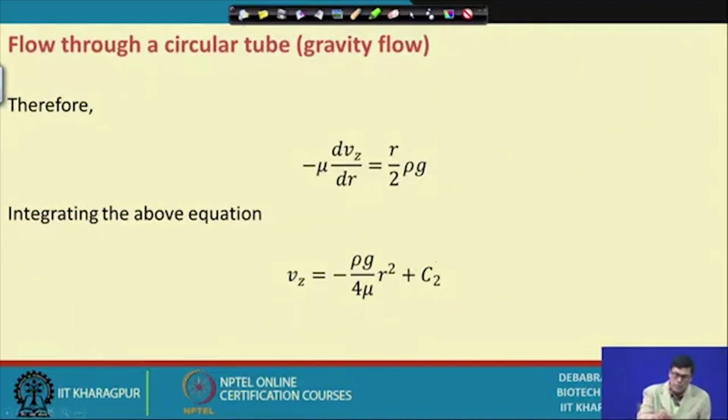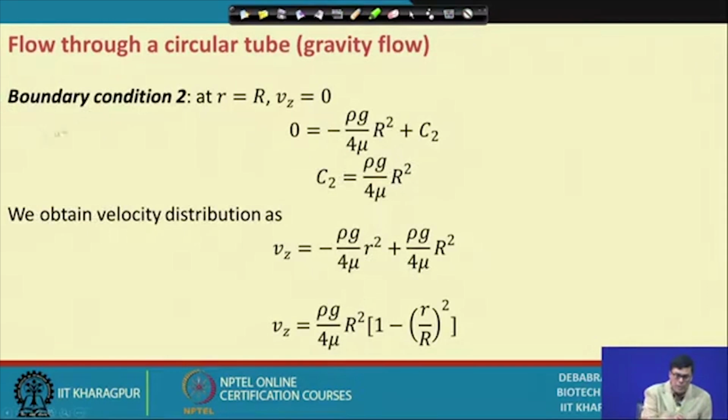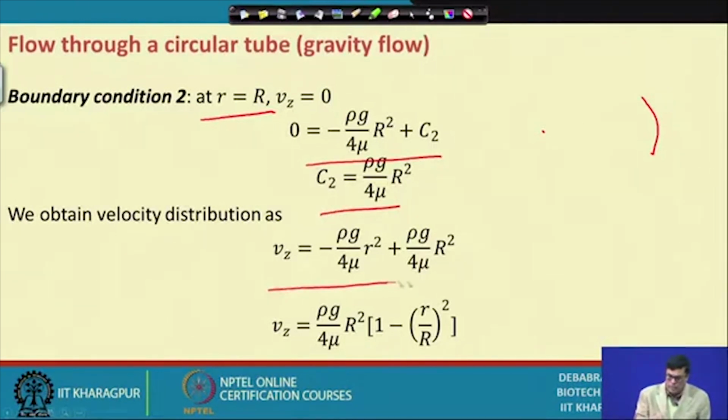is the integration constant. Then again if we apply the boundary conditions, small r equal to capital R, I showed you the small r here and capital R here, then Vz equal to 0, then the equation will be this, and then RC2 will be this. Combining this we will get this equation, and if you take this common, your final equation will be this.